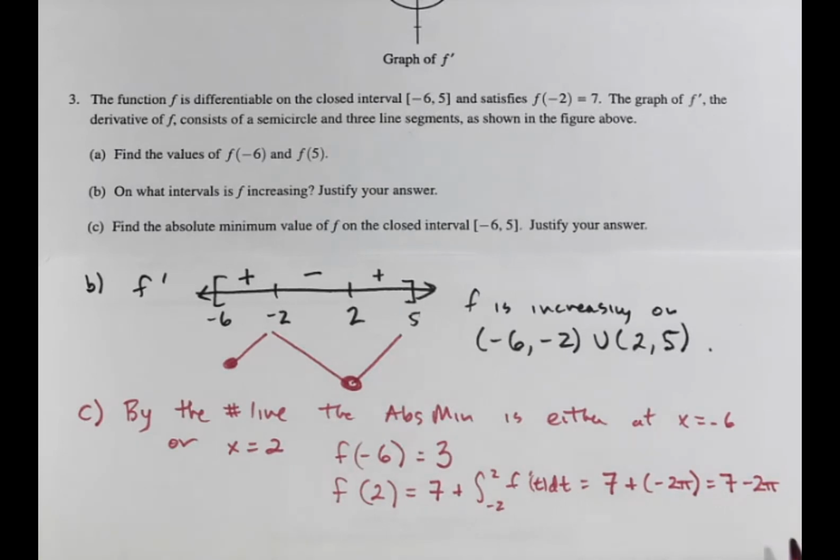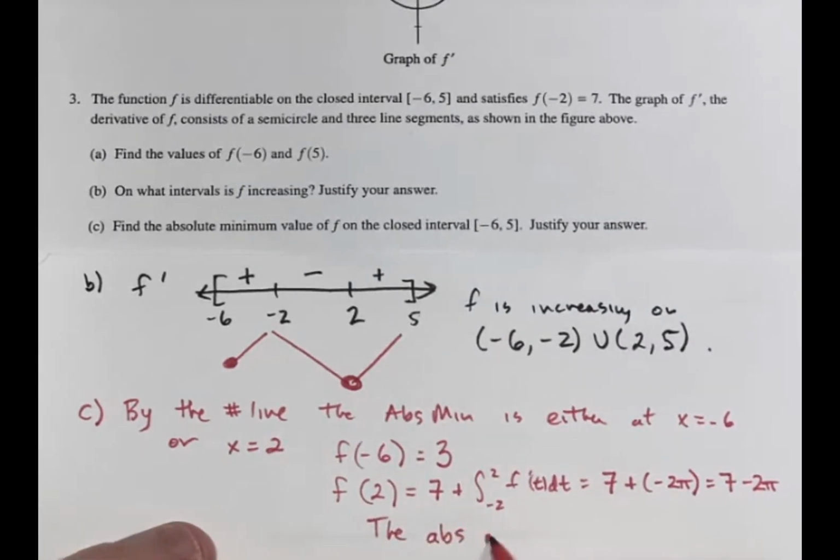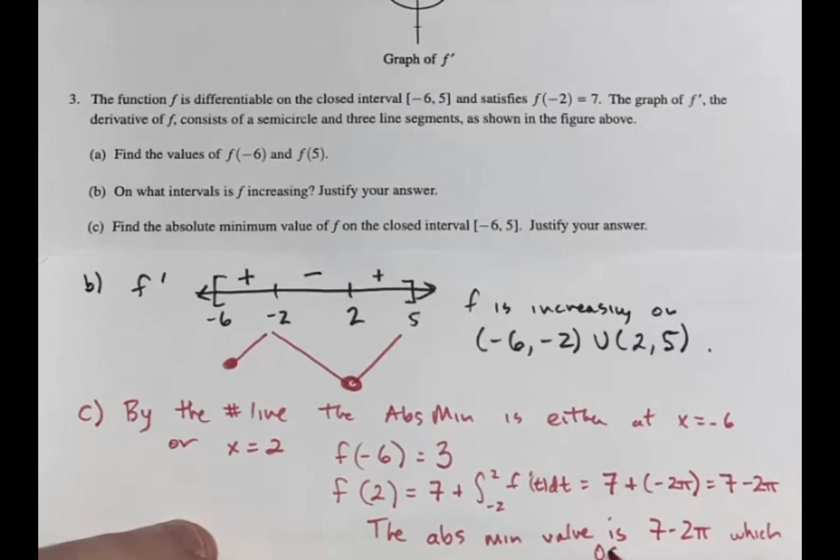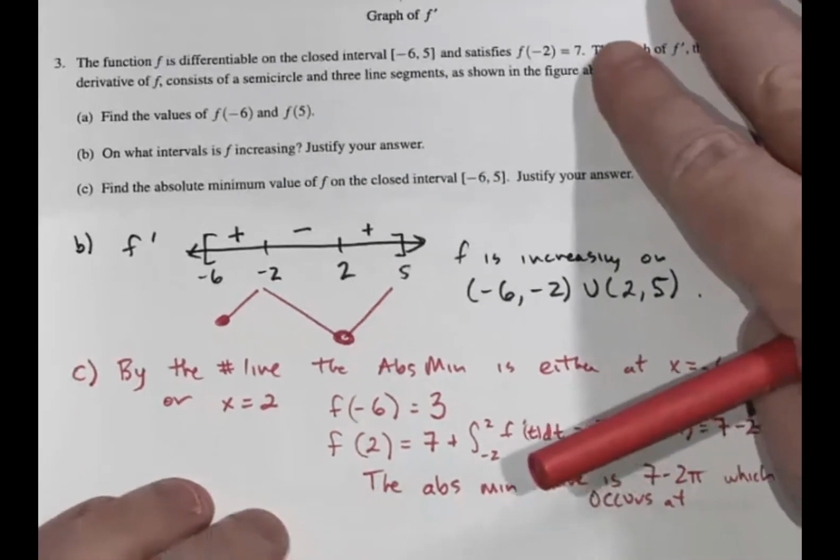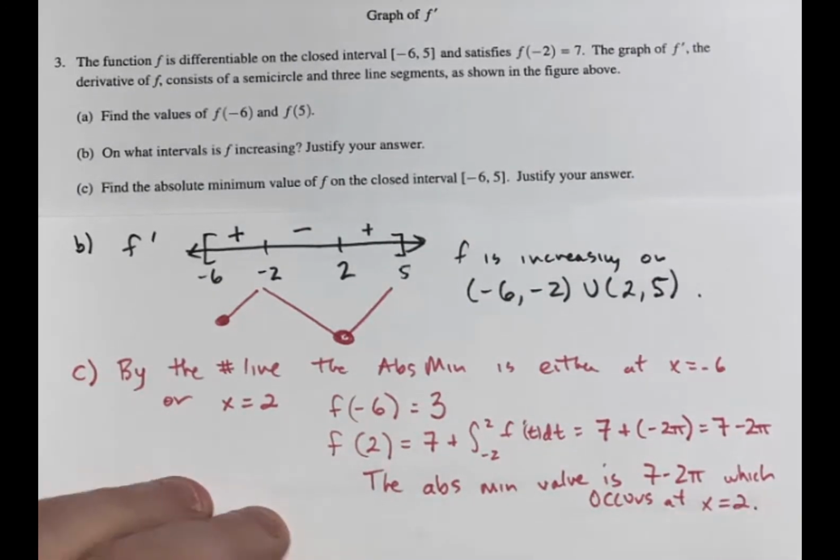Now this is not calculator active, so we actually have to do a little bit of analysis here. F of -6 is 3, and 2 times pi is 6 point something, so 7 minus 6 point something means this number is getting a little bit less than 1, because we're subtracting more than 6 from 7. So to answer this problem, the absolute minimum value is 7 minus 2 pi, which occurs at, it doesn't actually ask for this, but just to make sure we're filling it in, x equals 2.